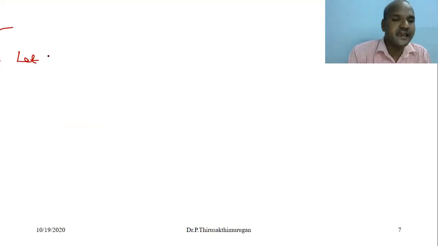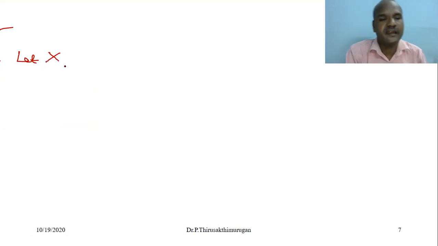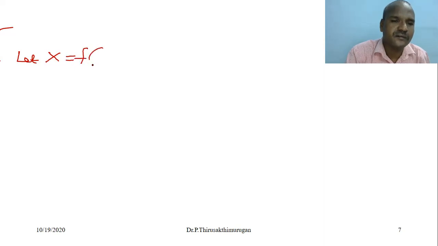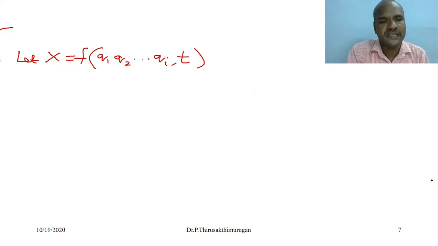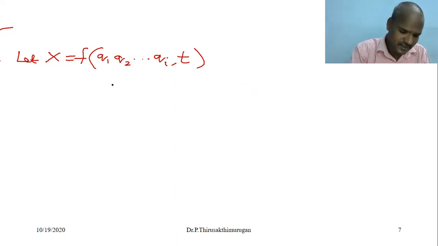Let x be a position vector in a workspace. So x is a function of the joint coordinates q1, q2, etc., qn, or qi, and the time. So any point on the workspace can be represented as a function of the generalized coordinates of the joints q1, q2, q3, and time t. Also, this x is a position vector.